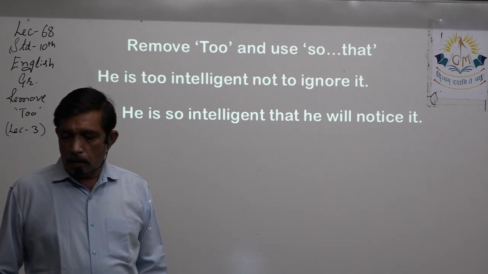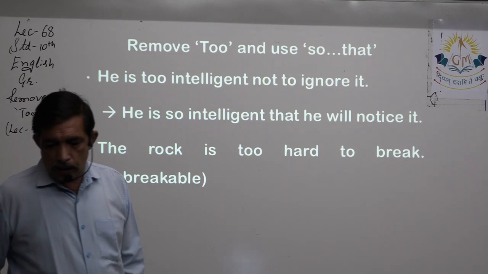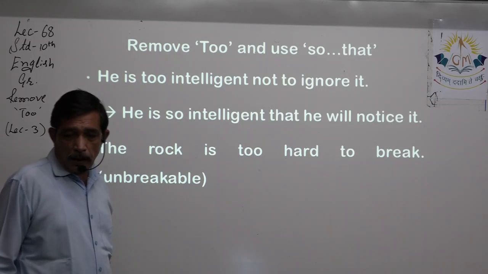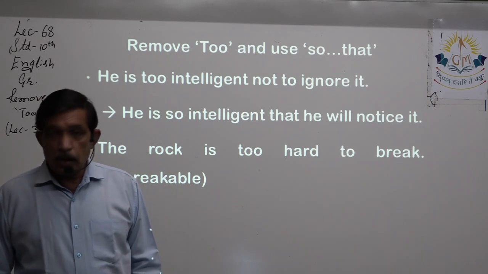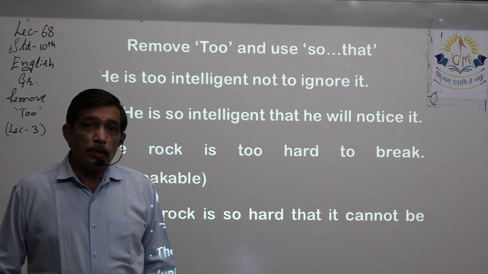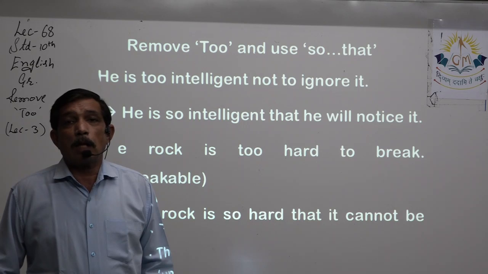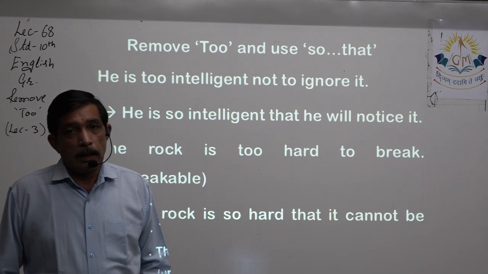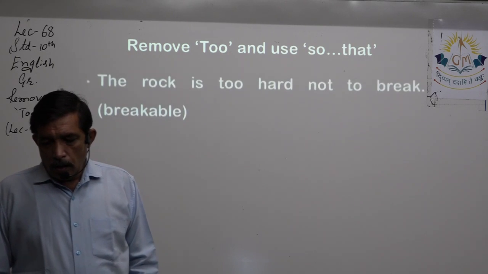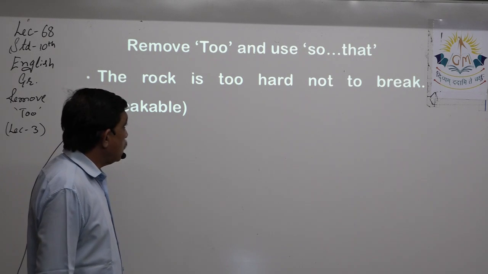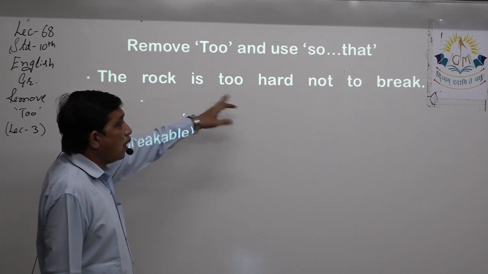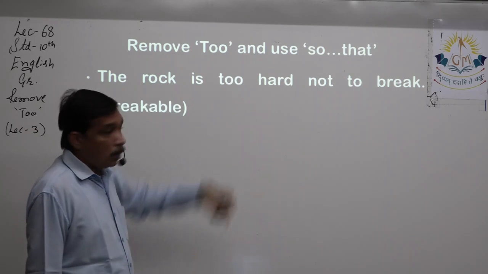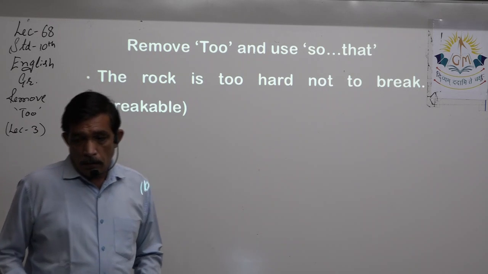Then we saw one example where negation is used. The rock is hard to break. That means the rock is so hard that it cannot break. Overall meaning is it is unbreakable. So better for us if we try to understand the correct essence and the meaning of the sentence rather than doing it abruptly and ending up with a wrong answer. The rock is too hard not to break. That means it is breakable, because too hard and not to break, so "not" and "not" removed, so that will be breakable.